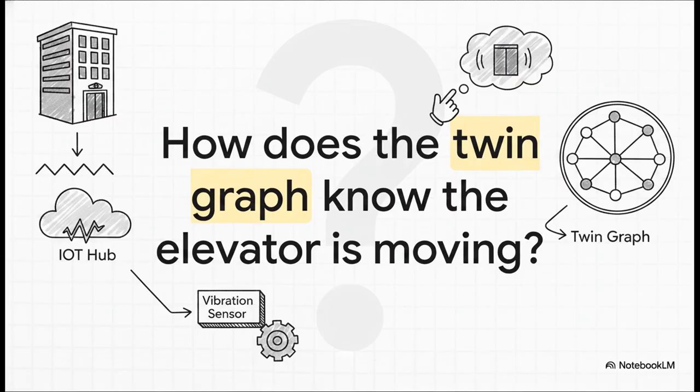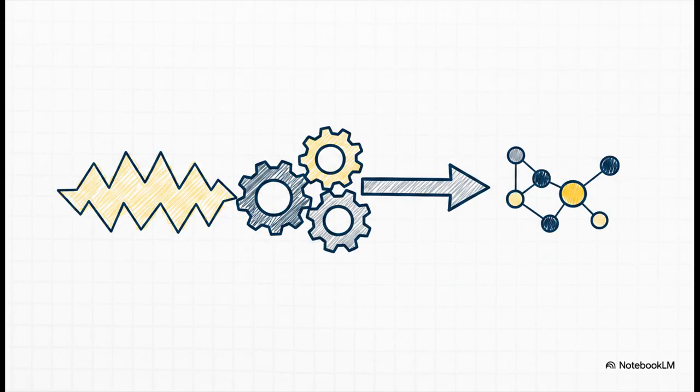So, data is flowing in from sensors, but raw data really isn't enough. It has to be interpreted. Let's jump back to our smart building example. Let's say IoT Hub receives a telemetry spike from a vibration sensor. But how does the overarching twin graph actually know that this specific data point means, hey, elevator B is currently moving? Well, it knows because of a super rich event system and customized business logic.